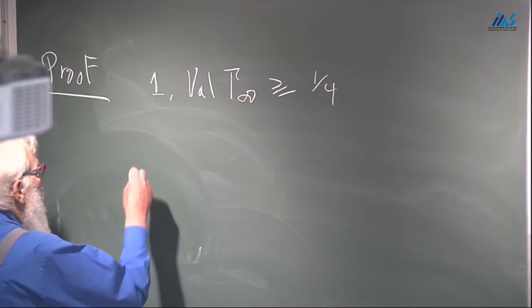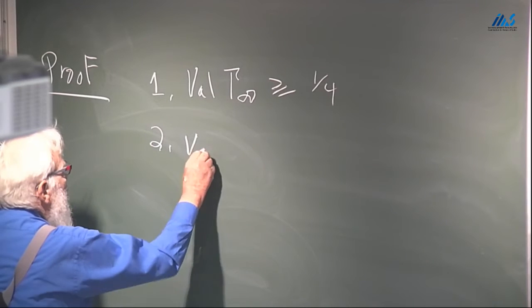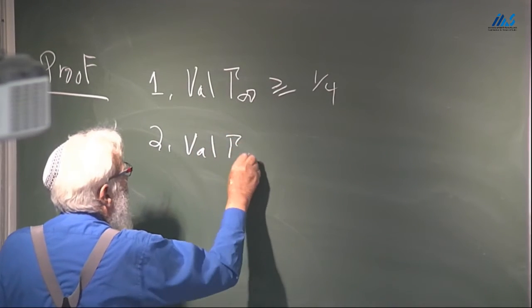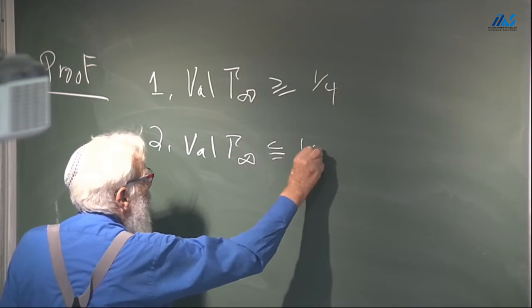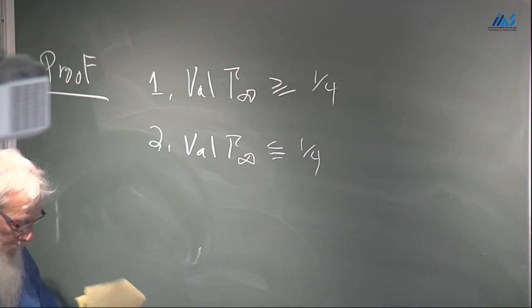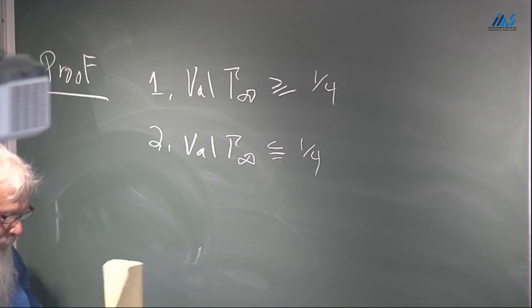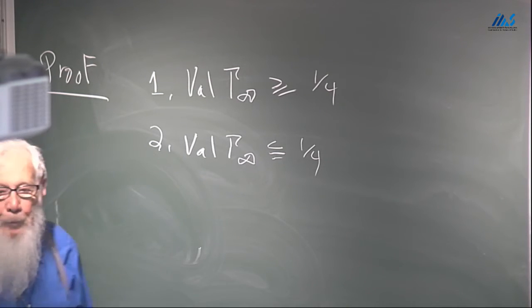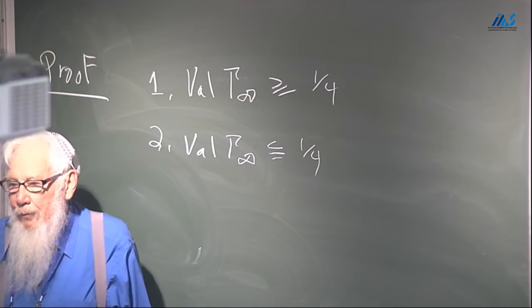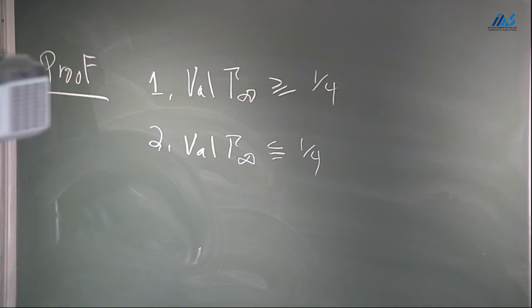Okay, now we have to prove 2, and this is the harder part, that the value of gamma infinity is less than or equal to a quarter. Why is that? Now, the reason for that is that if player 1 makes use of his information, then, as we said before, he can announce the strategy to the other player.